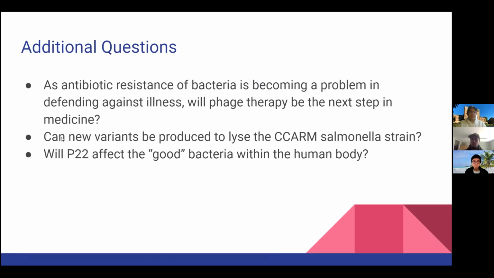Another question is, can new variants be produced to lyse the CCARM Salmonella strain? In the previous experiment, CCARM was not able to be lysed by any of the 6 bacteriophages, but possibly an undiscovered variant or a variant that was not used could be used to lyse that bacterial strain.